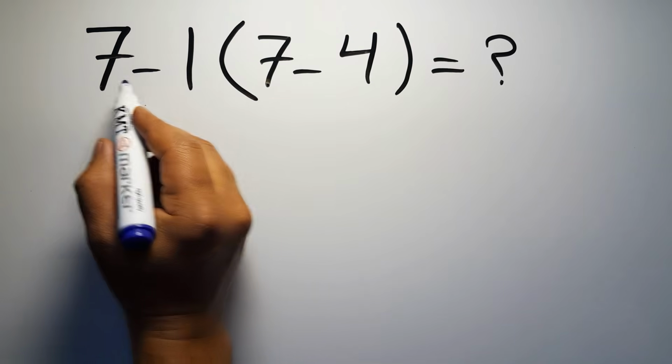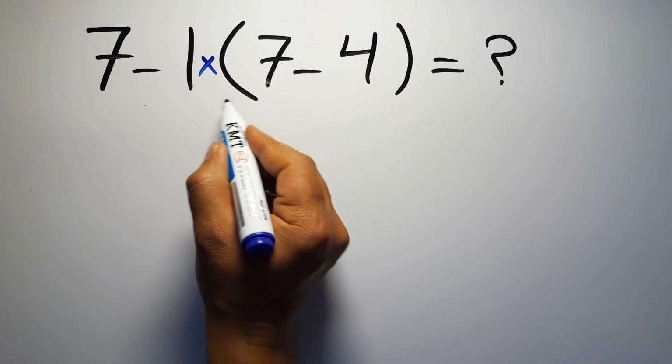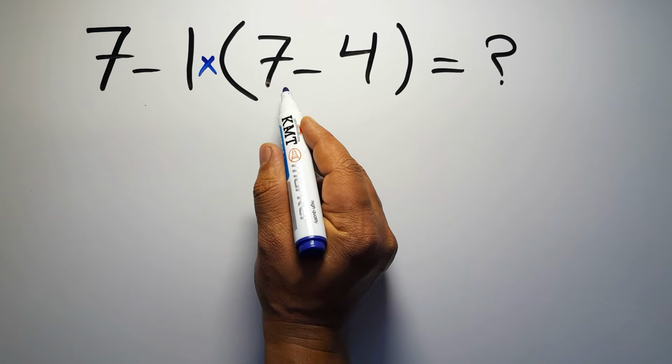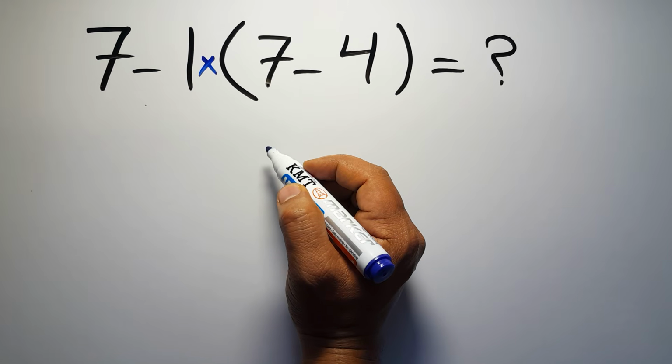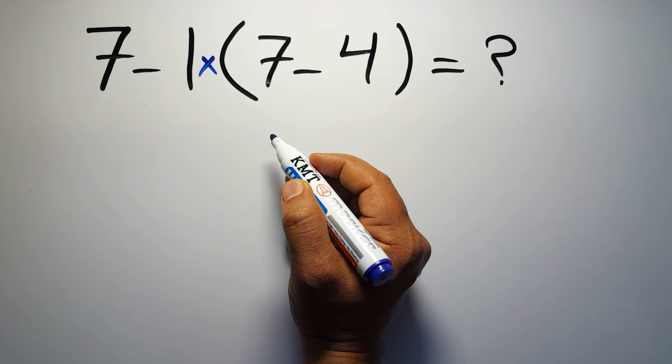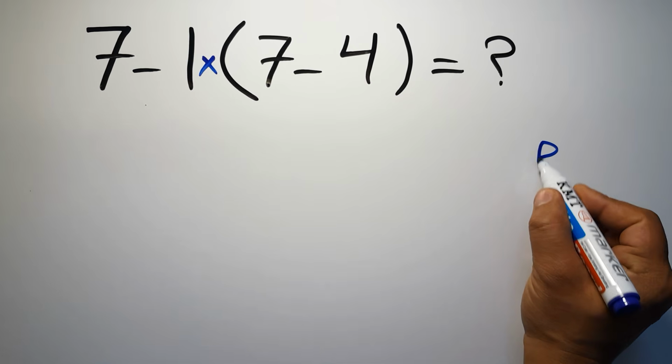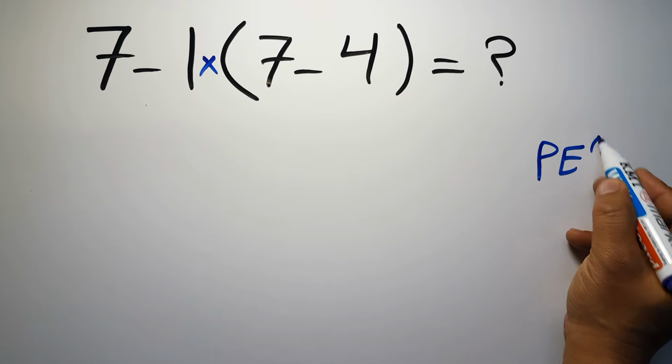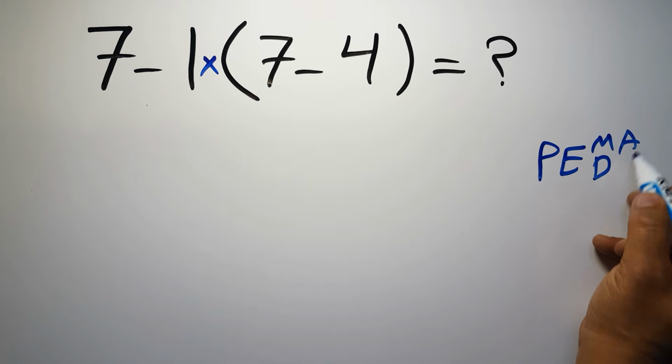In this expression, we have one subtraction, one multiplication, and one parentheses. Inside this parentheses, we have one subtraction. Okay, according to the order of operations, first we have to do parentheses, then exponents, then multiplication or division, and finally addition or subtraction.